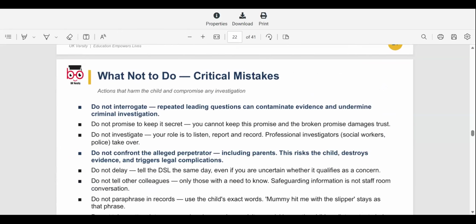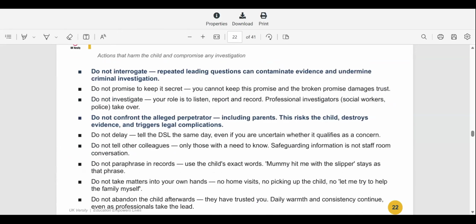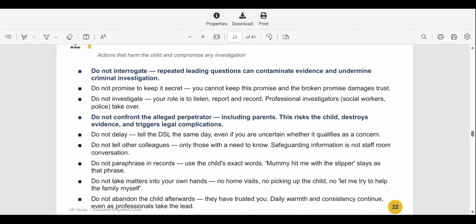What not to do, critical mistakes. Do not interrogate, keep asking, or make promises. Don't say that you're going to keep it a secret, because you can't.